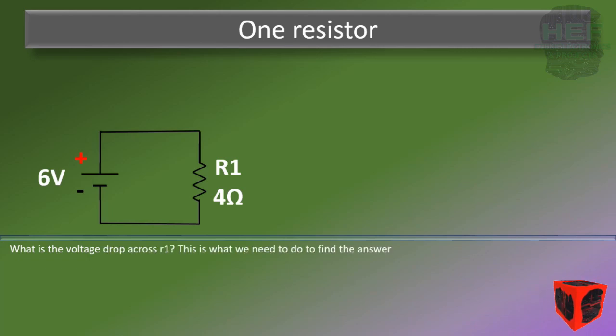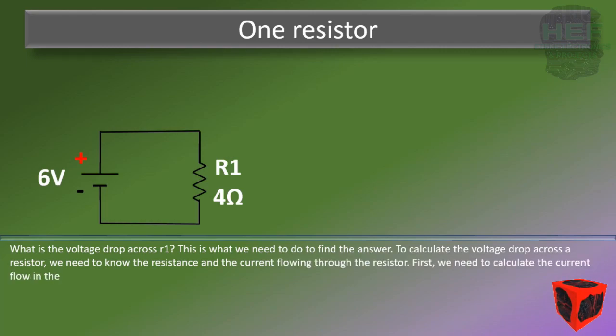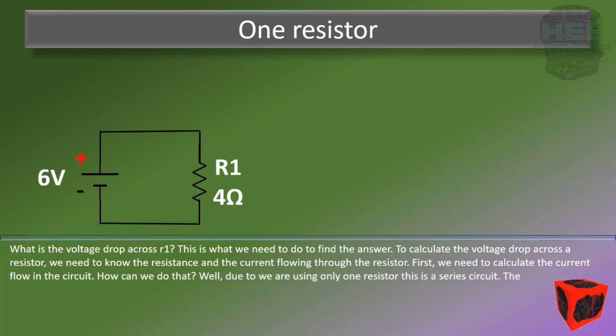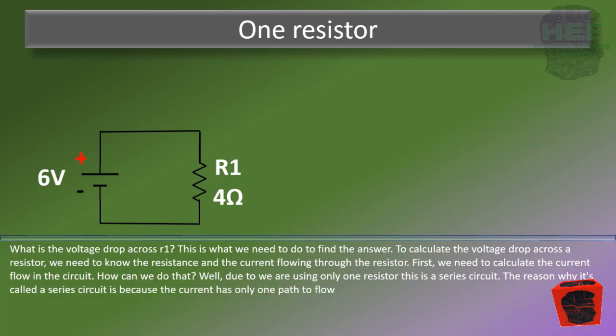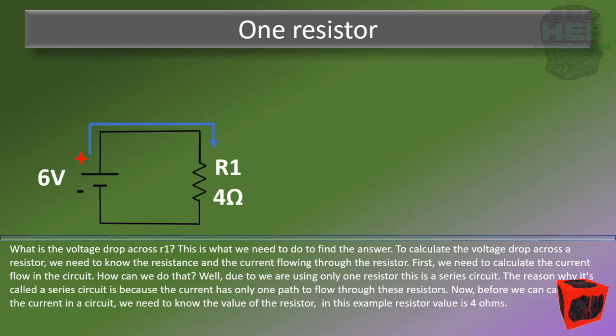This is what we need to do to find the answer. To calculate the voltage drop across a resistor, we need to know the resistance and the current flowing through the resistor. First, we need to calculate the current flow in the circuit. How can we do that? Well, because we are using only one resistor, this is a series circuit. The reason why it's called a series circuit is because the current has only one path to flow through these resistors.